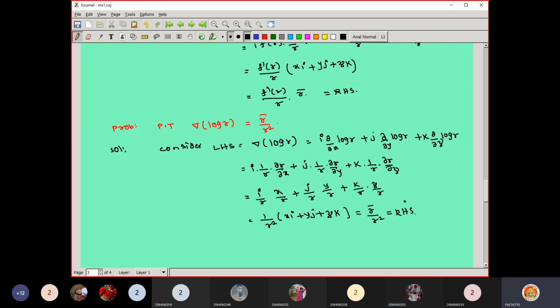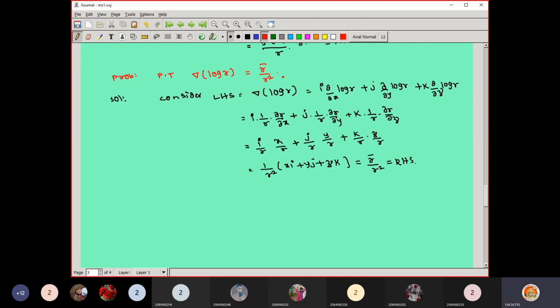So I'm giving you one last problem, with that we can close your divergence part. So the next, last continuation problem. Prove that del square of r power n is equal to n plus 1 into r power n minus 2.